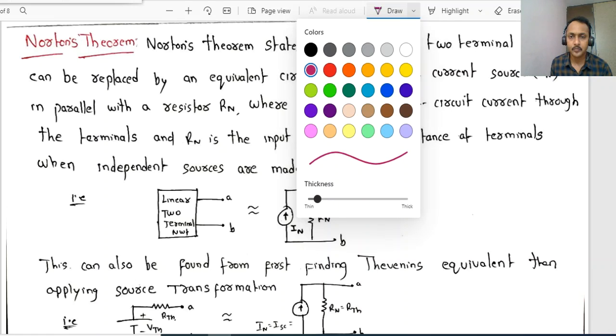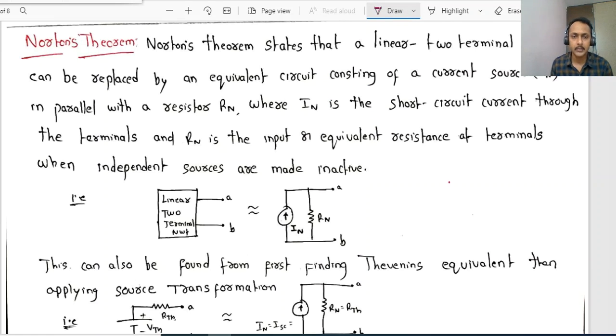Here, while finding the current, across the terminals where the theorem is to be applied, the short circuit current is to be found out, right? Now that equivalent current, Norton's current, will be in parallel with the Norton's resistance.